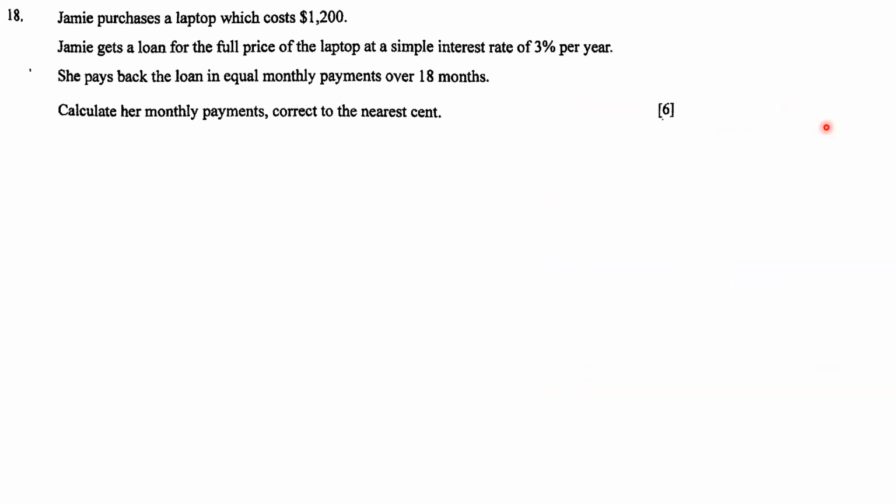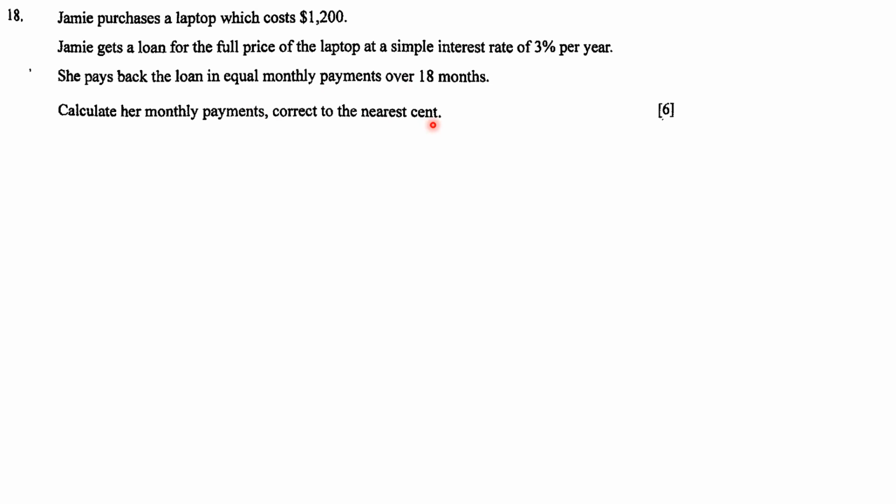Okay, let's move on to the last question. It says, Jamie purchases a laptop which costs $1,200. Jamie gets a loan for the full price of the laptop at a simple interest rate of 3% per year. She pays back the loan in equal monthly payments over 18 months. Calculate her monthly payments correct to the nearest cent.